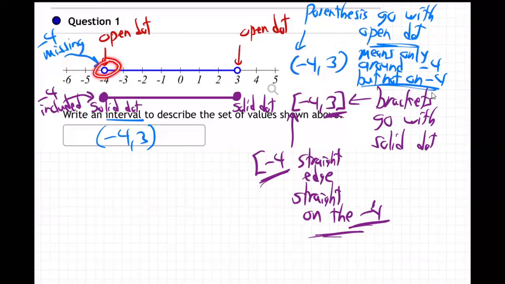So you see how open dots are the same as parentheses, because in both cases, you're not straight on that number. The -4 is missing, you're just around the -4, whereas solid dots go with brackets, because a solid dot means you're straight on the -4, and the bracket has a straight edge. So there we go. In our case, we have the open dots, so we have the parentheses, and that's our answer. We're saying all the numbers from -4 to +3, but don't include the -4 or the +3, just everything in between. And there we go.